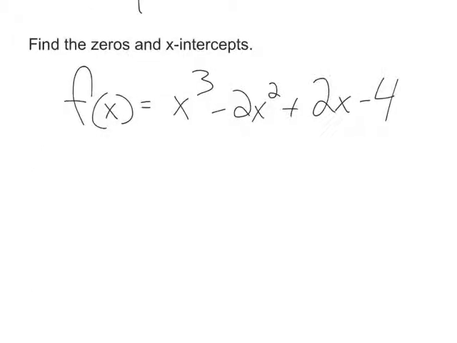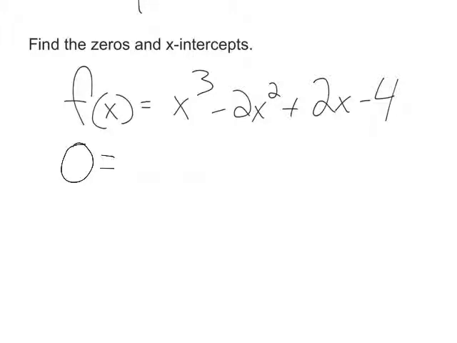All right, here is another example. We want to find the zeros and x-intercepts of this function: x cubed minus 2x squared plus 2x minus 4. This time it's not already factored, so I'm going to go through the process of factoring it. We'll go ahead and set f of x equal to 0.